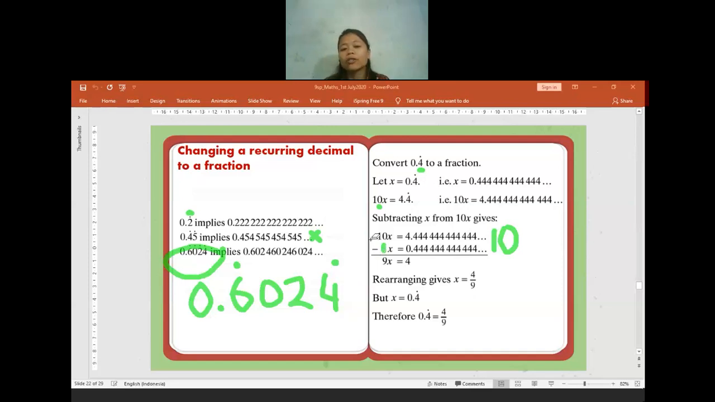That's why I subtract 10x by x. On the right side I do subtraction, the 4.444 I subtract with 0.444, because on the left side I do subtraction. The other side also has to be subtraction, so it is balanced between the left side and the right side. Is there anyone who still has difficulty? No? Okay. If no one has difficulties, let us continue to the other example.